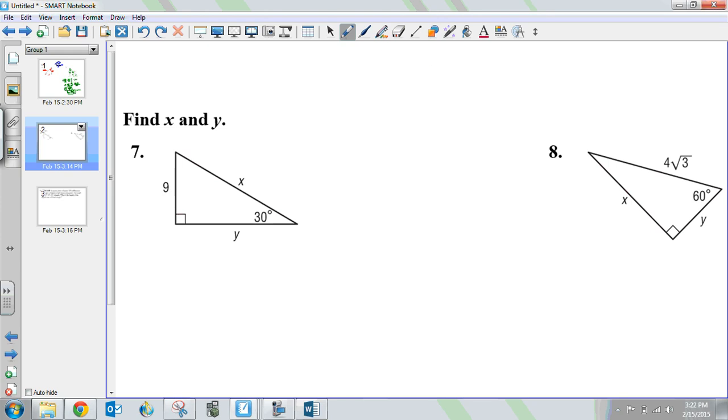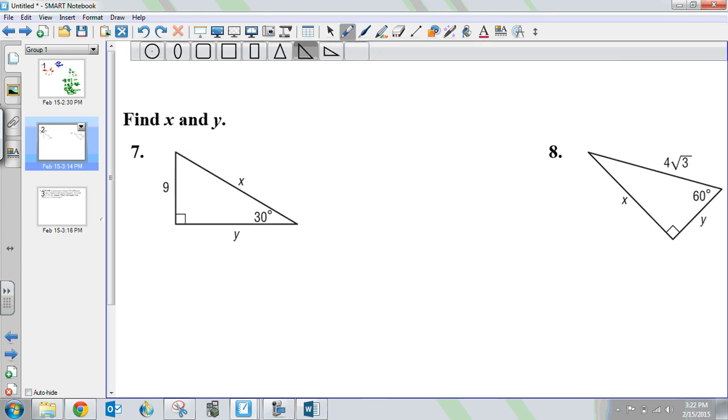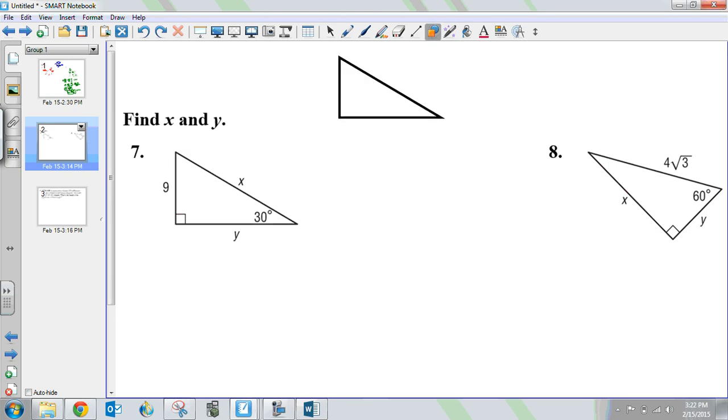Now, these are problems 7 and 8 from your homework. What I want to do real quick is to just sketch a quick picture of a 30, 60, 90 triangle. So if this is a 90-degree angle, we'll call this length S. Remember that this is, or I'm sorry, 2 times S. And then this length down here was S times the square root of 3. My small angle down here is 30 degrees, and my big angle up here is 60 degrees.